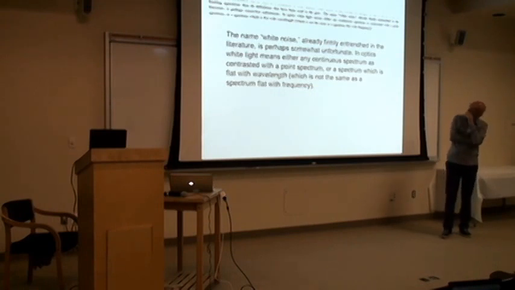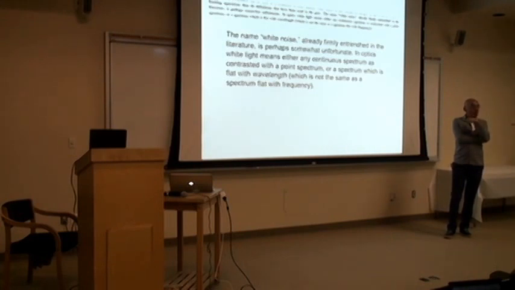And that's the title of the slide here, white light is blue. Okay? Because if we think of white light as being flat in frequency, which is what we understand white noise to be, then you're going to have a higher spectral content in higher frequencies.